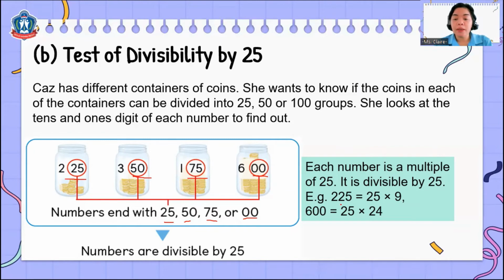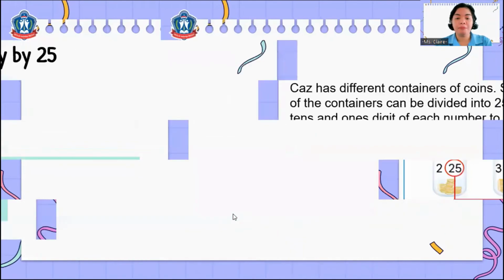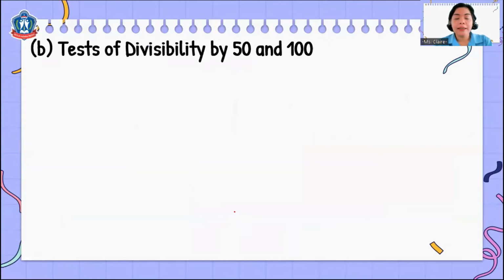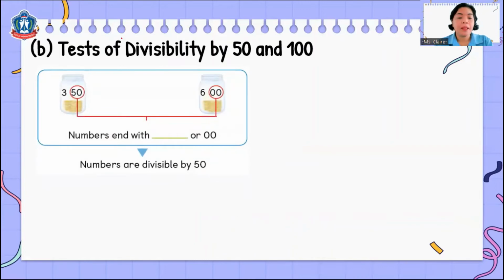Example, 225, that is 25 times 9. 600 is 25 times 24. So 600 and 225 are divisible by 25, and they are also multiples of 25. Next, the test of divisibility by 50 and 100. Look at the last two digits. We have 50 and double zero.